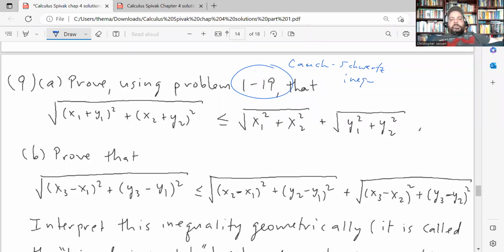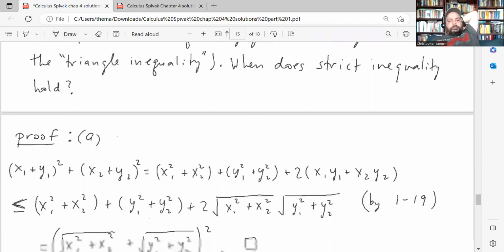So in that problem, we proved the Cauchy-Schwarz inequality. Or I think he just called it the Cauchy inequality. I don't recall. But anyway, we did that problem a while back. So we're going to use that to show that this inequality is true. So let's actually do that first, and then we'll look at part B.